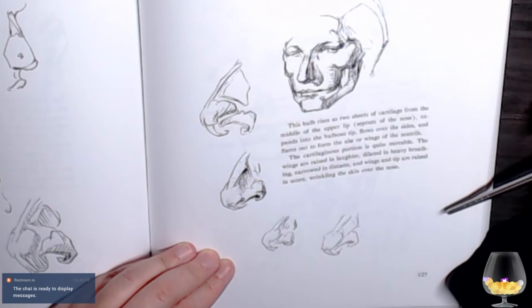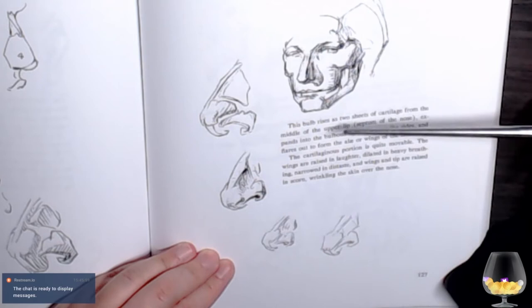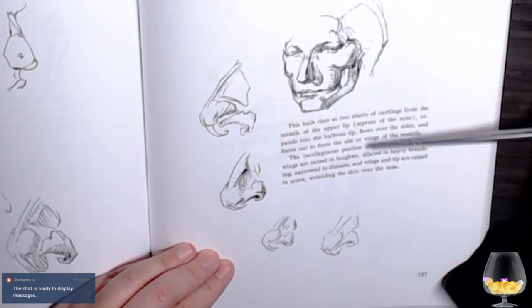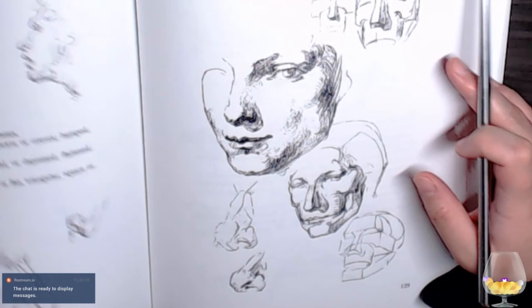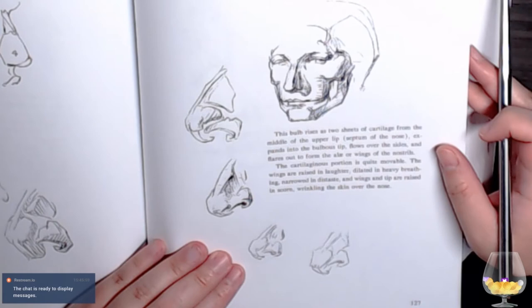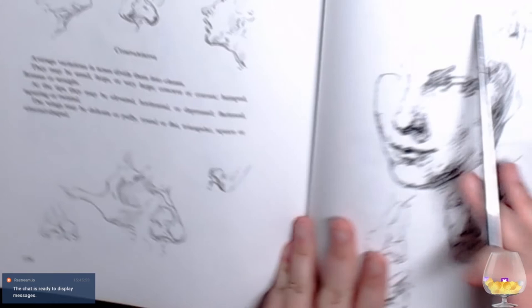So, I guess, the bulb rises as two sheets of the cartilage from the middle of the upper lip, expand. Doesn't really explain the shape of these things, though. Let's go into the next page, I guess.